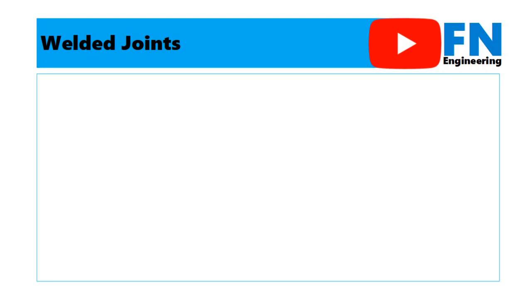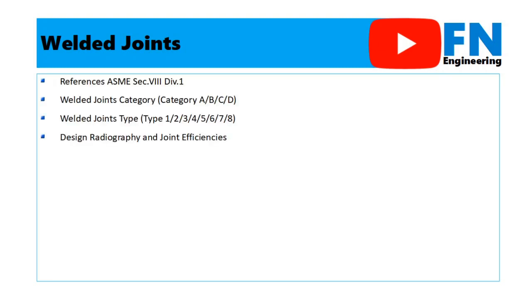In this video, I would like to share material regarding welded joints in pressure vessels. Here is our outline explanation in this material. First, we will show the reference or paragraph in ASME Section 8 Division 1. Then, we are going to explain the welded joint categories, including category A, B, C, and category D. Then, welded joint types, for instance, type 1, type 2, type 3, until type 8. And last, we will describe design radiography and joint efficiencies.